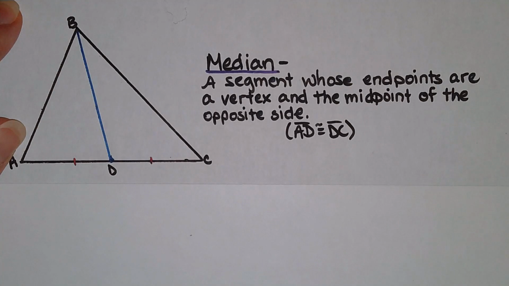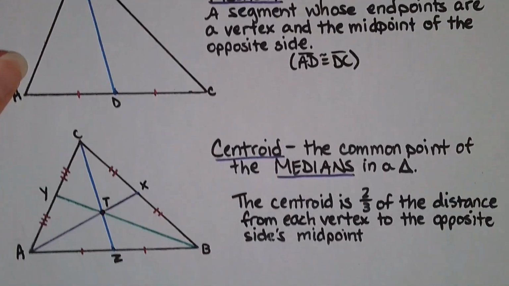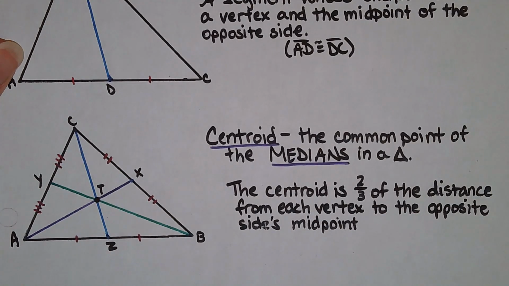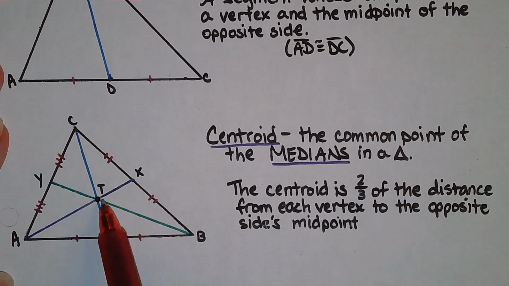Now, again, on the chart, we've got the points of concurrency, we need to know if that's going to be inside, on, or outside of the triangle, and then any special relationships. All right, so here's what we have for the medians. Where all of the medians intersect, we get the centroid. So the centroid is the common point of the medians. This point right here where you see the letter T, that is the centroid of this triangle.